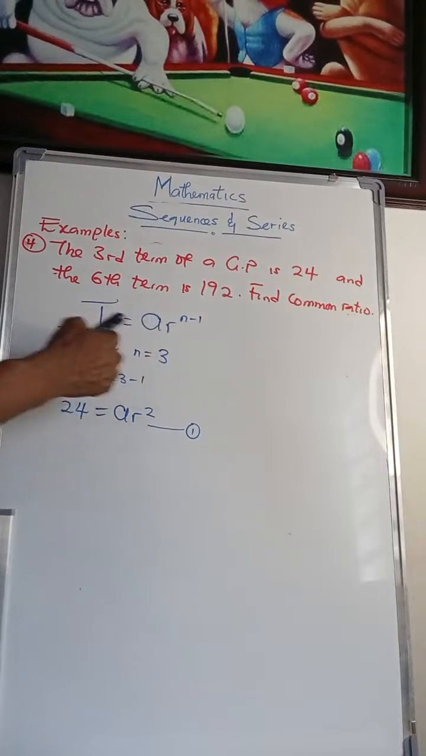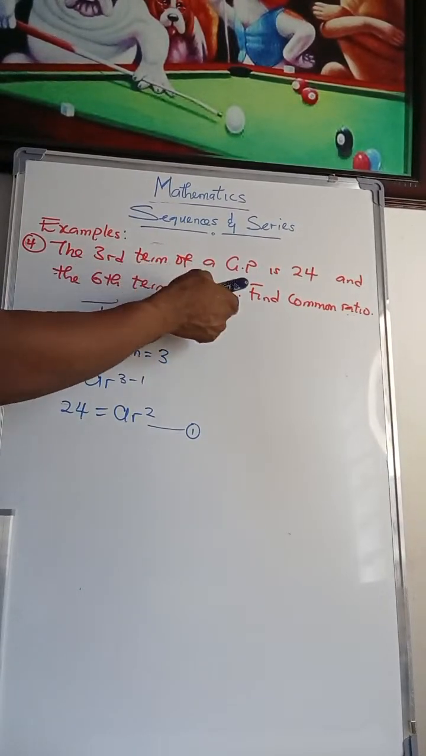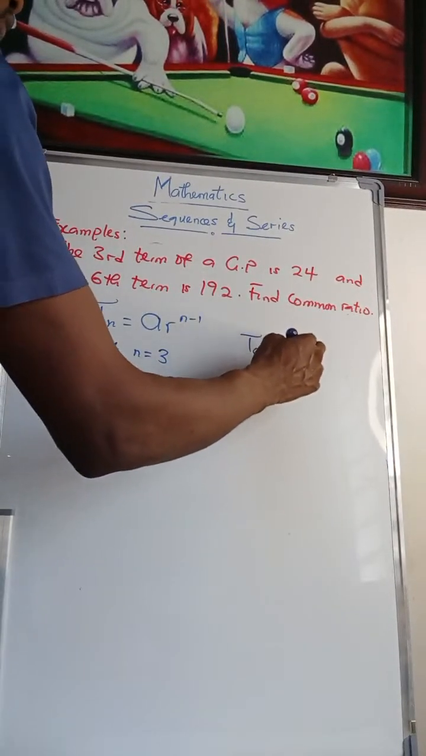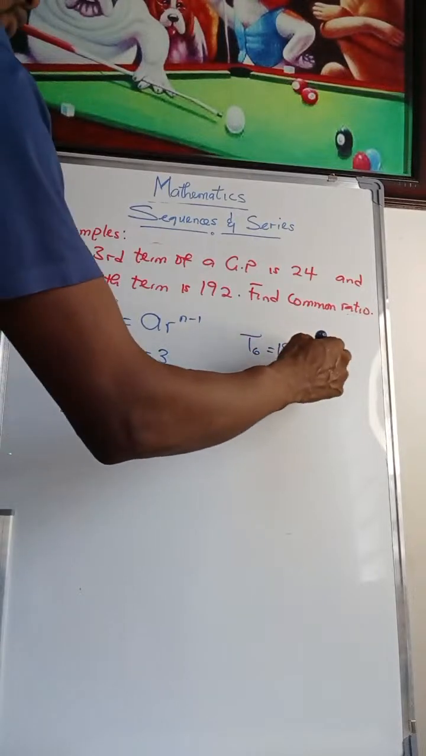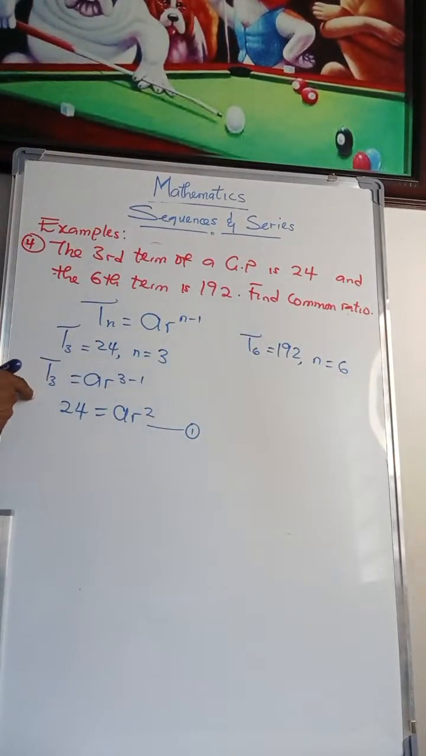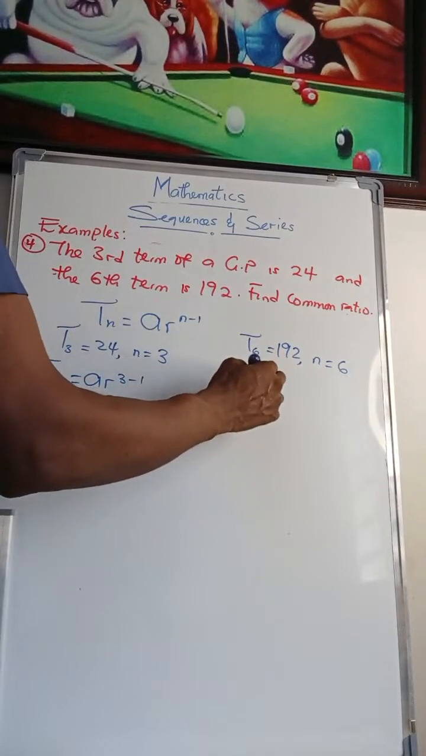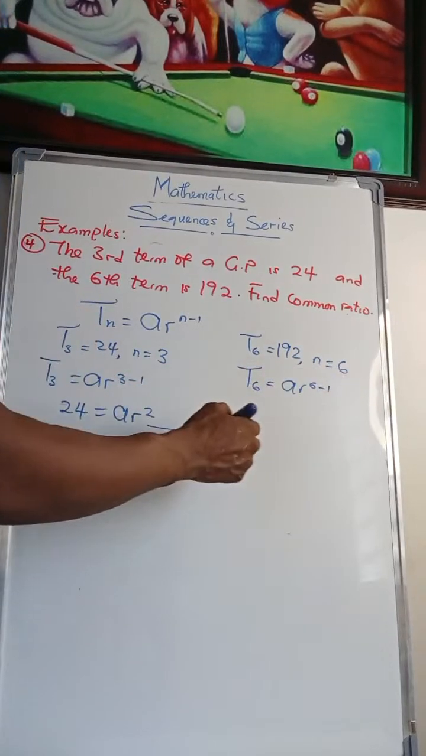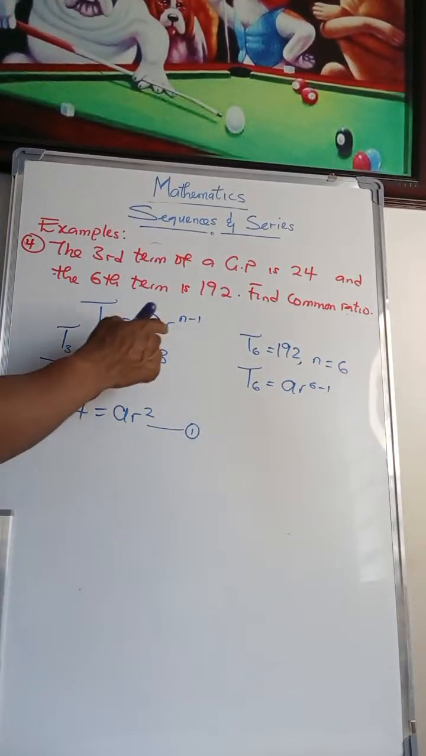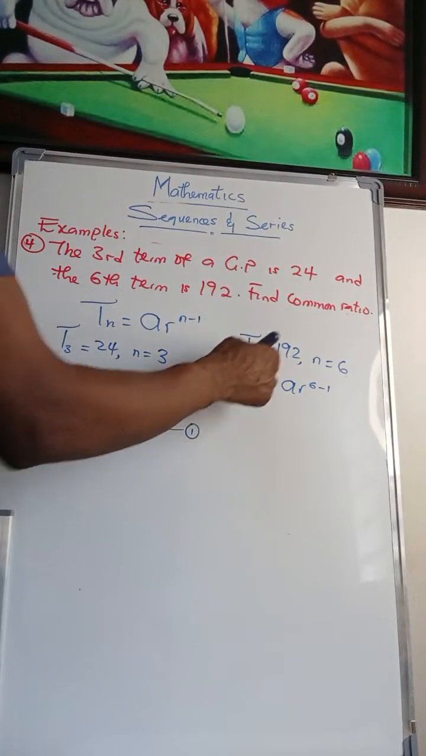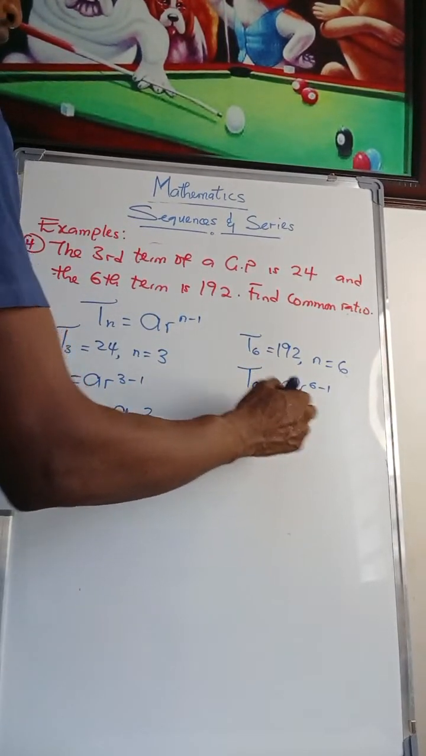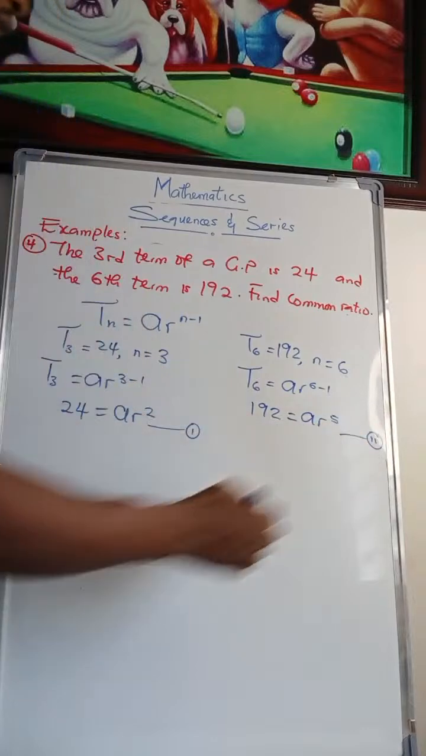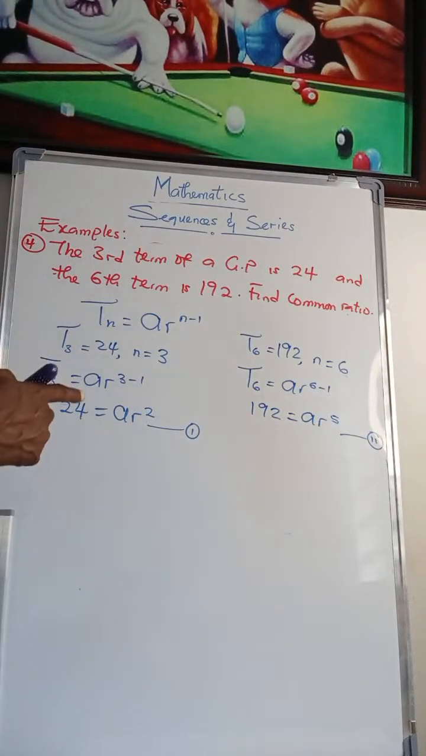And then the other sentence, the sixth term is 192. So T6 is 192, and that makes n to be 6. Using the formula again, T6 equals AR raised to 6 minus 1. So we have 192 equals AR raised to 5, since 6 minus 1 is 5. We call this one equation 2. So we solve this simultaneously.